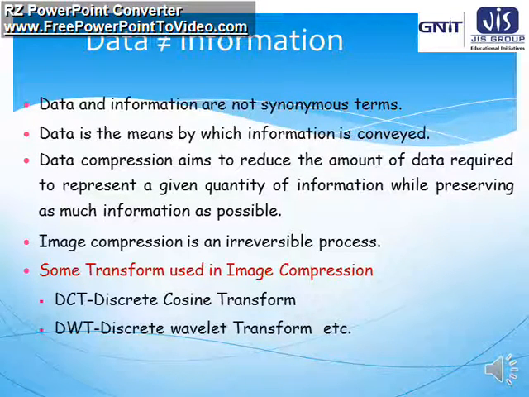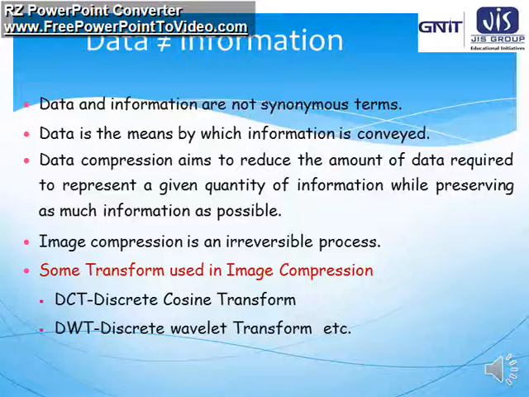Data is not the same as information. Here we will discuss it again. Data and information are not synonymous terms. They are not at all the same. Data is the means by which information is conveyed. Data compression aims to reduce the amount of data required to represent a given quantity of information while preserving as much information as possible.